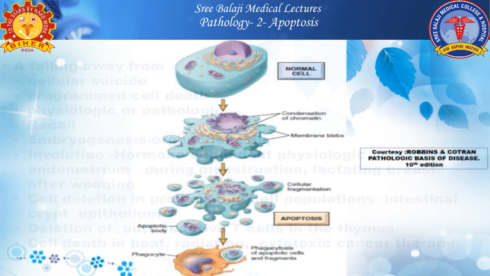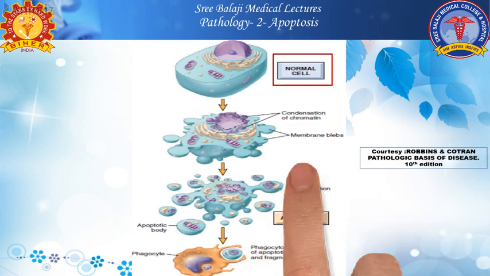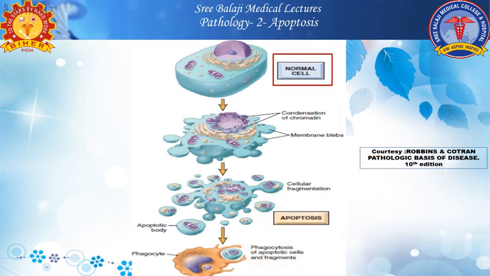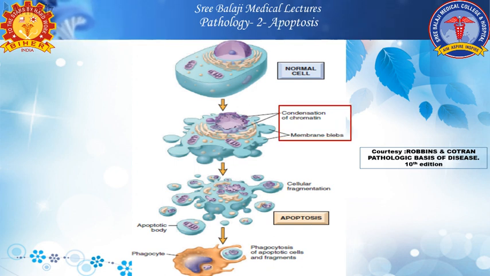Now look into the morphology of apoptosis. If you look at this picture, there is a normal cell. What happens when programmed cell death is triggered? There is condensation of chromatin. Then the cytoplasm is also broken, protruding out like blobs. They fall away. That's how the name, falling away, in Greek, apoptosis, came.